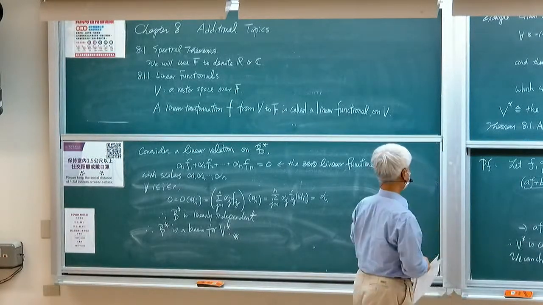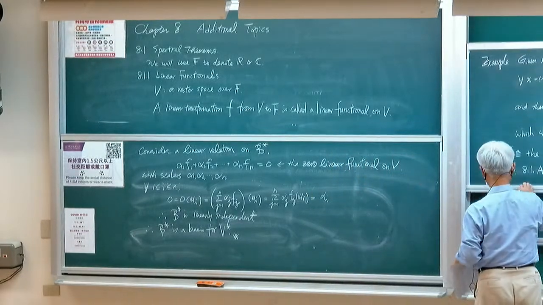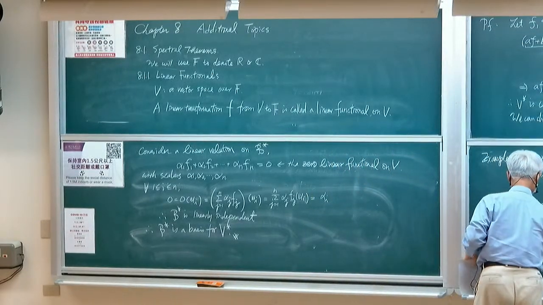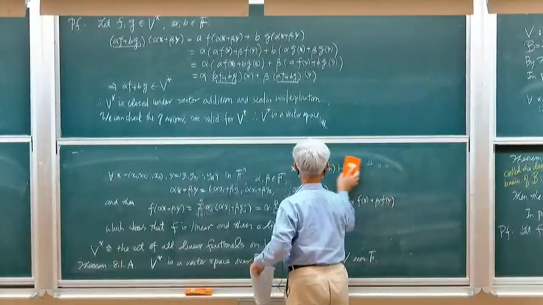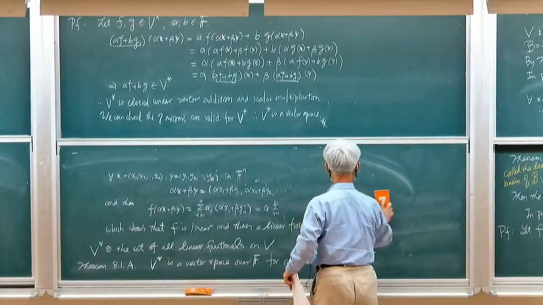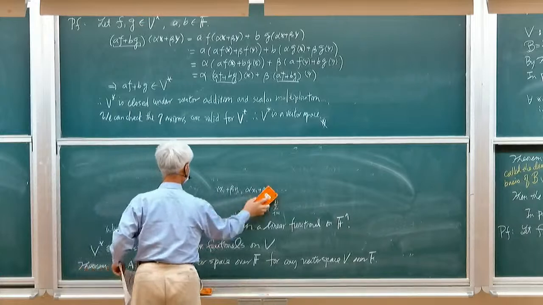Now, if our vector space has an inner product, what extra information do we get?